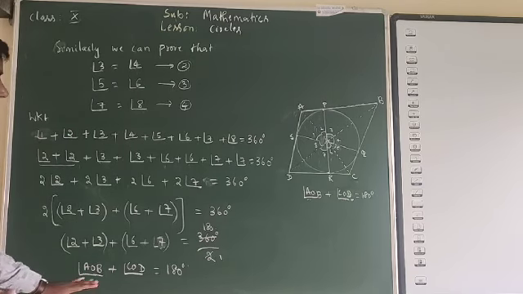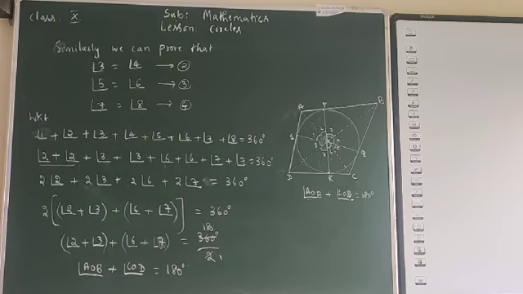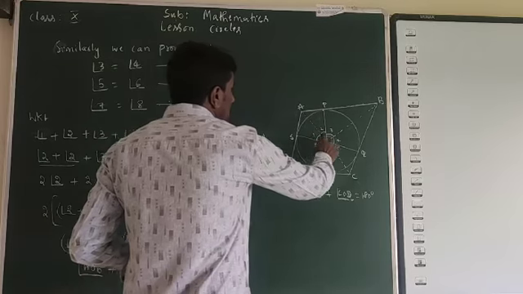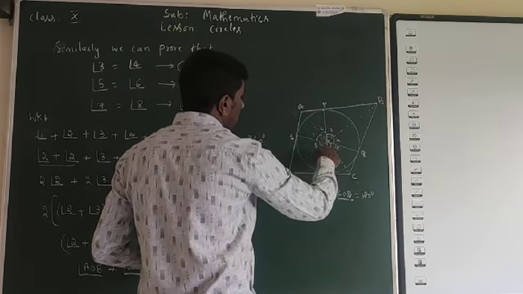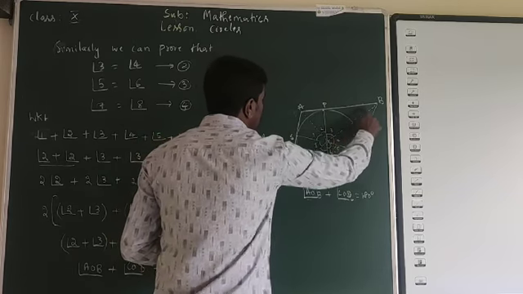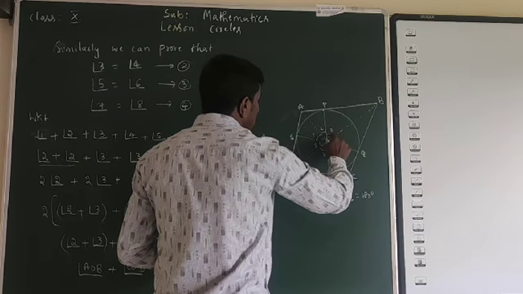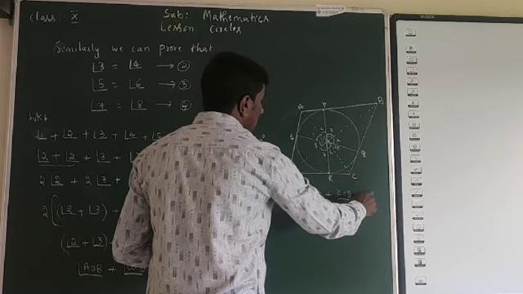So this indicates that opposite sides of a quadrilateral circumscribing a circle subtend supplementary angles at the center of the circle. We have proved that the angles subtended at the center by opposite sides will be supplementary, that is, equal to 180 degrees. These two are opposite sides: the angle subtended at the center is angle 2 plus 3 for this side, and for this side it is angle 6 plus 7. Those two become 180 degrees.